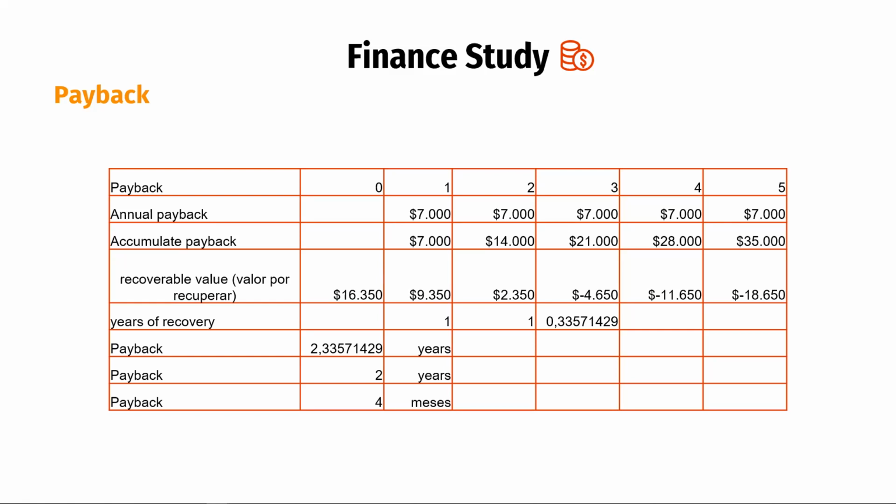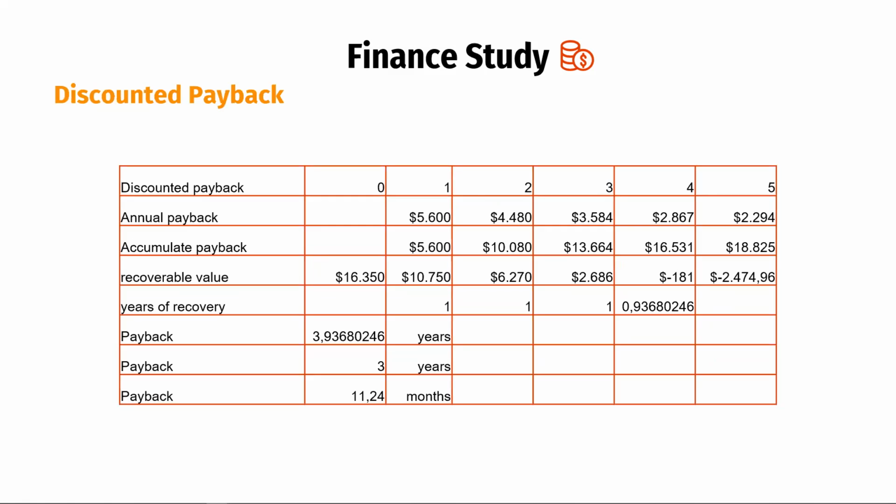The next. For the discounted payback, we use the present value. That's the reason this discounted payback is more realistic, because we discount the annual profit by year. We will recover the value in 3 years with approximately 11 months.